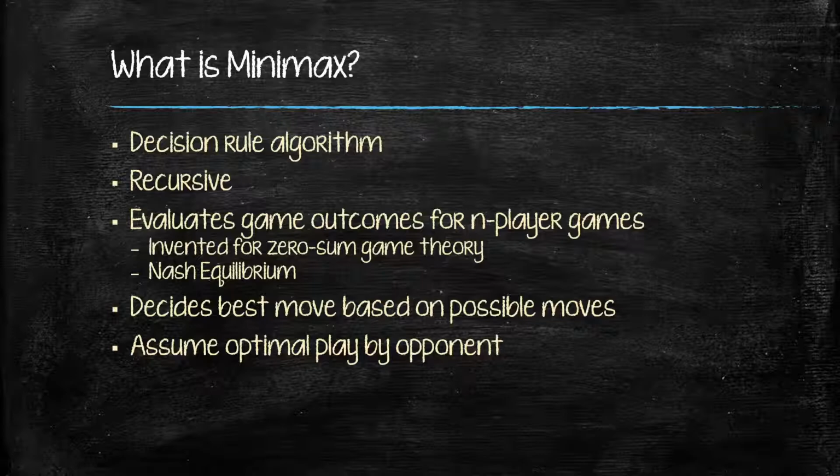An important thing to understanding how it does this is that it assumes that the opponent, the person you're playing against, is making the optimal move. So it assumes that the opponent is rational, and not only rational, but very good at what it's doing. We're going to see how this works and what this means in a little bit here.